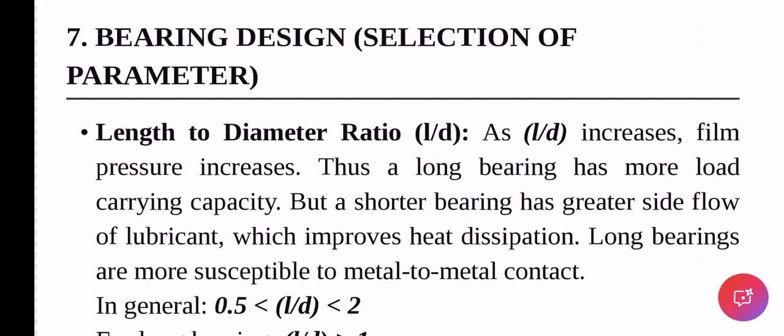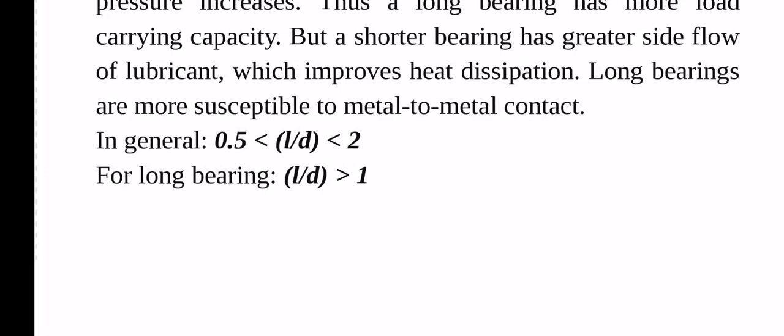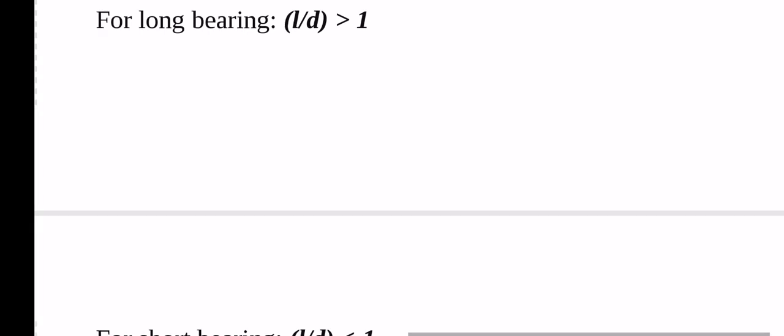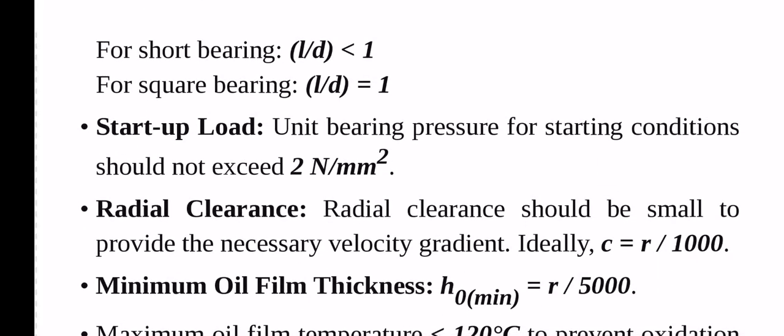Bearing design, selection of parameters: length to diameter ratio, L by D. As L by D increases, film pressure increases. Thus a long bearing has more load carrying capacity, but a shorter bearing has greater side flow of lubricant, which improves heat dissipation. Long bearings are more susceptible to metal contact. In general, 0.5 is less than L by D is less than 2. For long bearing, L by D is greater than 1. For short bearing, L by D is less than 1. For square bearing, L by D is equal to 1.